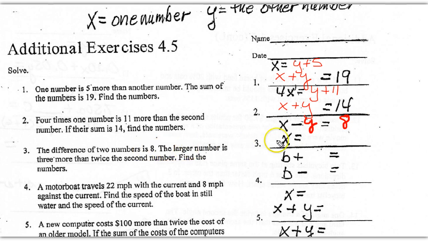The larger number, now as soon as you say x is the larger number, you're defining that too, is 3 more than twice the second number. Well, twice the second number would be 2y, because we're saying if x is the larger, then this is the second number. So twice the second number plus 3.